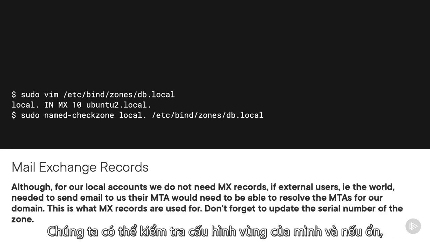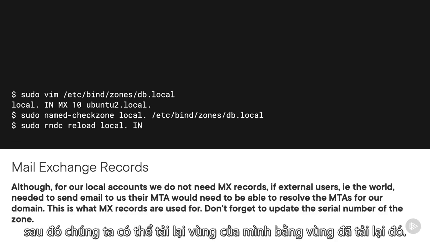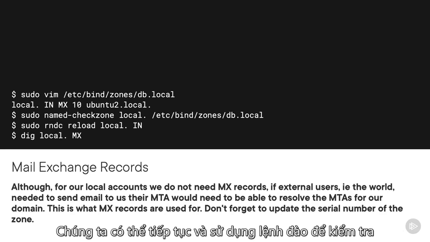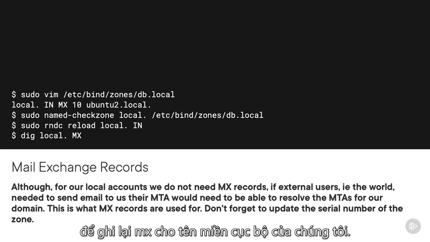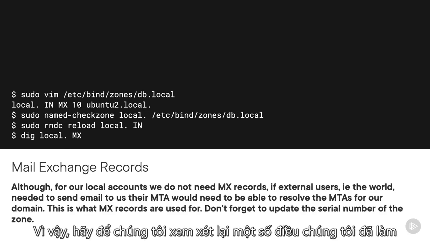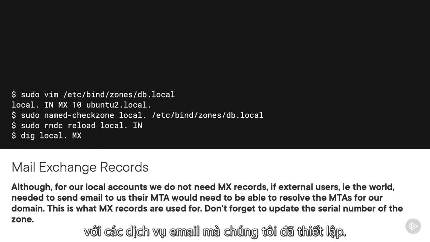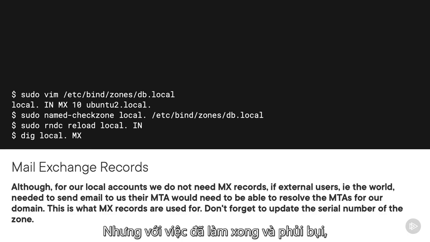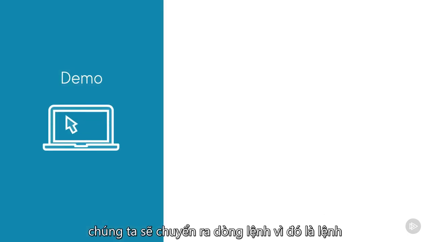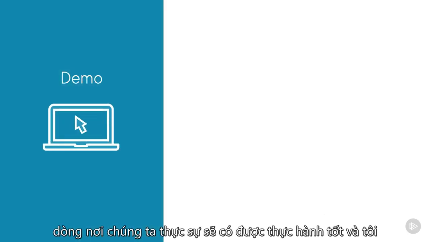We can check the configuration of our zone, and if that is okay, we can then reload our zone. With that reloaded, we should be able to go ahead and use our dig command, checking for the MX records for our local domain. So getting us to review some of the things that we've done previously with our DNS server, but looking at how it then interacts with our email services that we have set up. But with that done and dusted, we're going to move out to the command line, because it's the command line where we're really going to get the good practice.